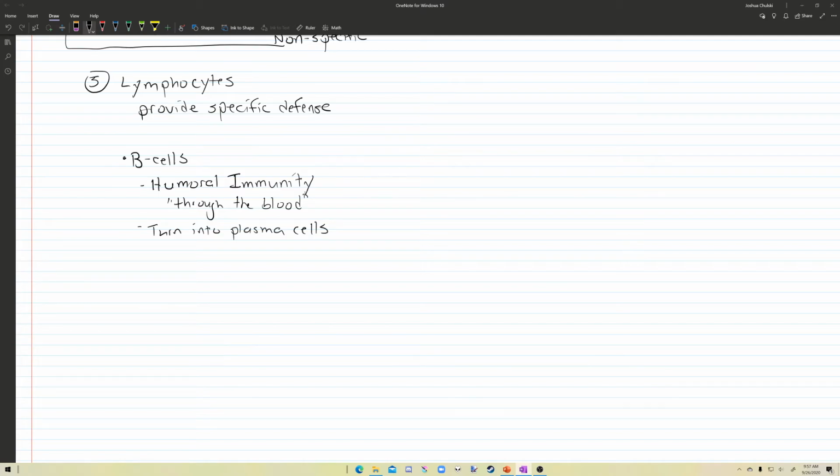And what these plasma cells are going to do is synthesize antibodies. And what antibodies will do is they'll float around in the bloodstream and attach to whatever it is they're trying to fight, so they become easier to kill. Okay, so those are the first type of lymphocyte.